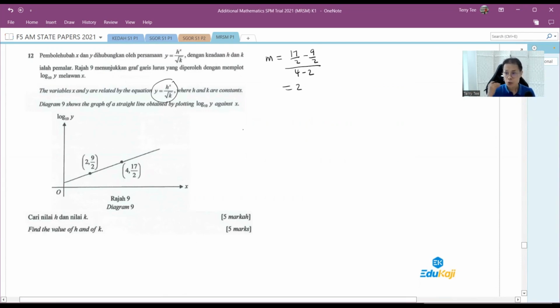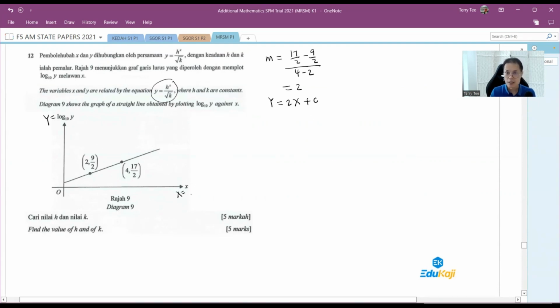Next we need to find the y-intercept. In linear law, the two most important things you need to find are your gradient and your y-intercept. So we have our gradient. To find the y-intercept, I'm going to use y equals mx plus c. Now remember, we have to use capital Y and capital X, because this is your capital Y, the variable on your y-axis. This is your capital X, the variable on your x-axis.